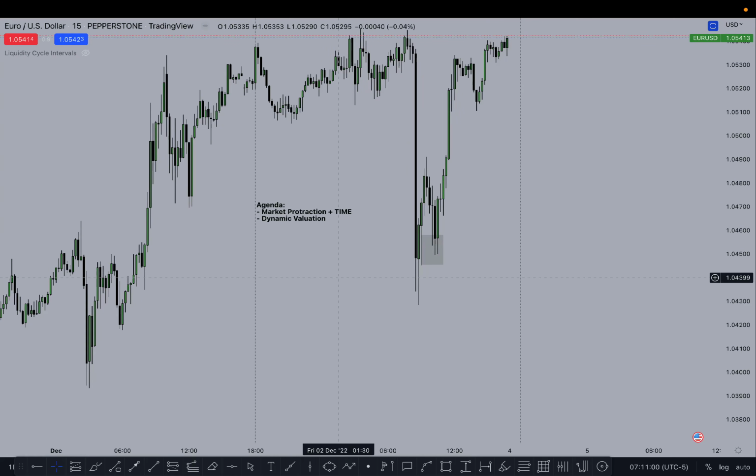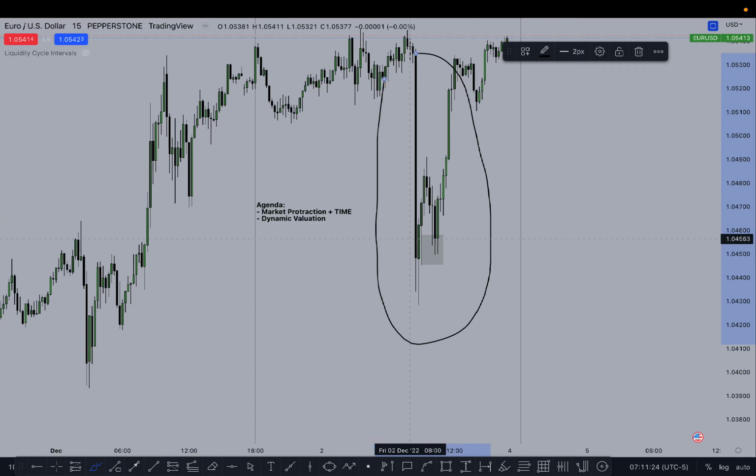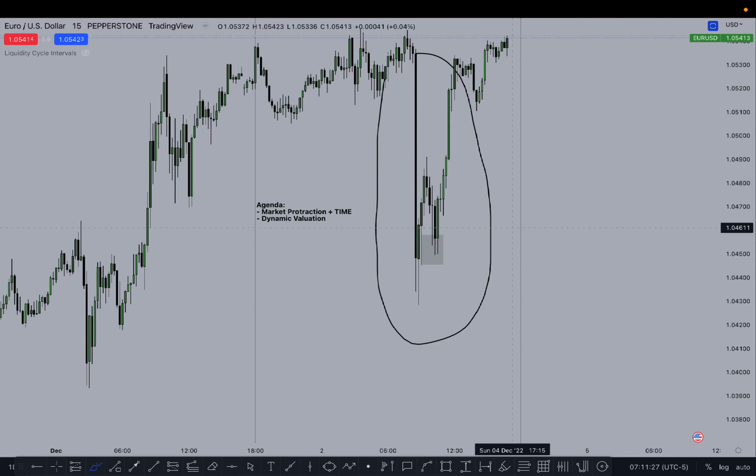Okay, so market protraction. Now again, one more thing: market protraction is not my concept. It's obvious that it's not mine. The way in which we're going to be looking at this is, again, using ICT. We all know that market protraction is basically some measure of manipulation, so to speak. So we can say that this NFP move is a market protraction for price to go up. So what is market protraction? What does it do?